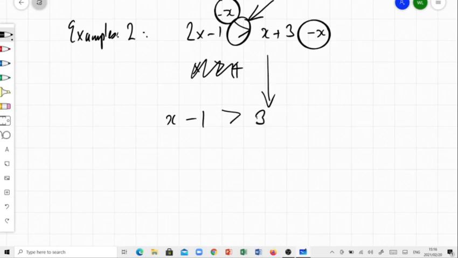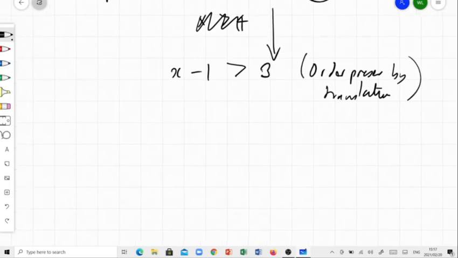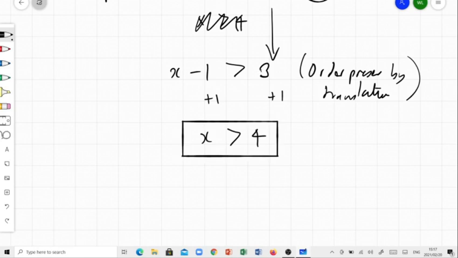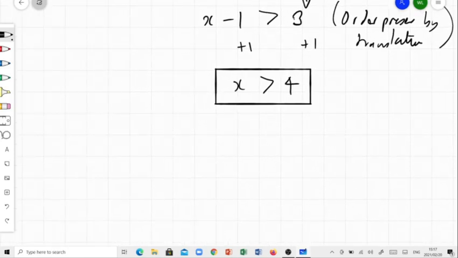And notice that this is by order preservation, by translation. So I'm adding the same amount, so the order is preserved. Then I also now add plus 1 on both sides. So I then surely get x is bigger than 4. Okay, so my equation approach gave me the same thing.